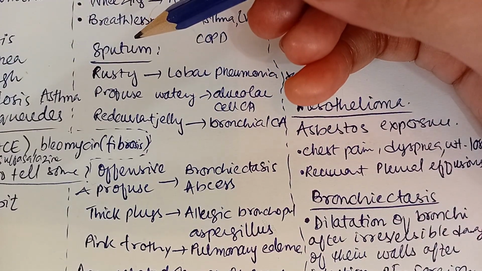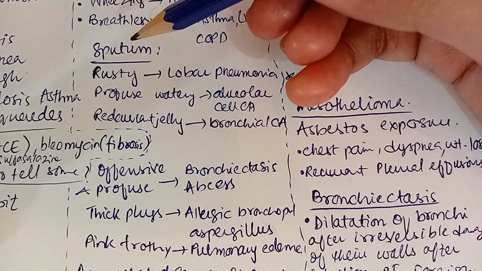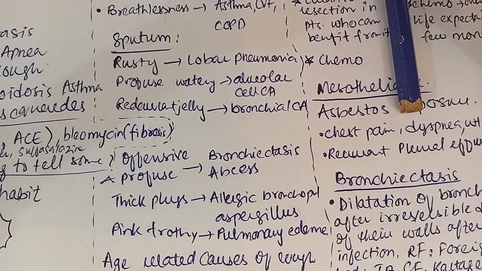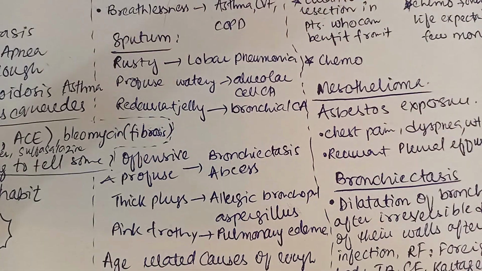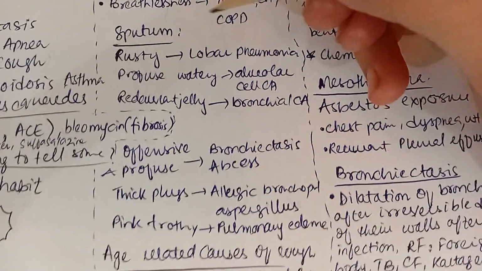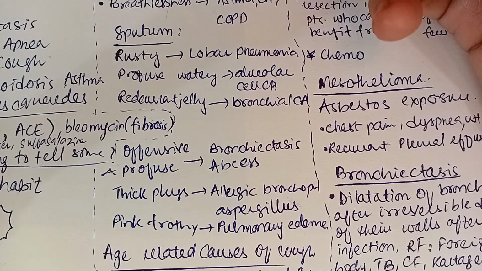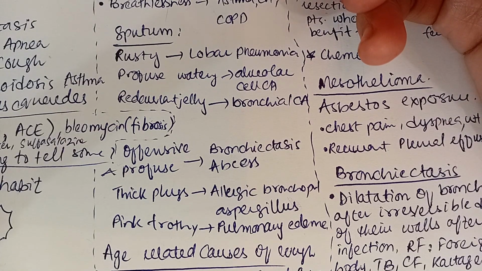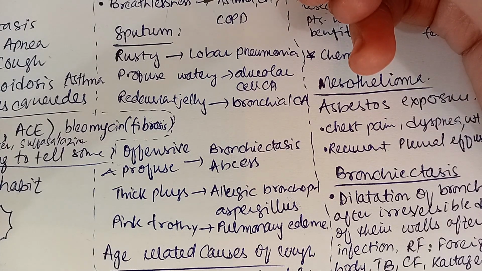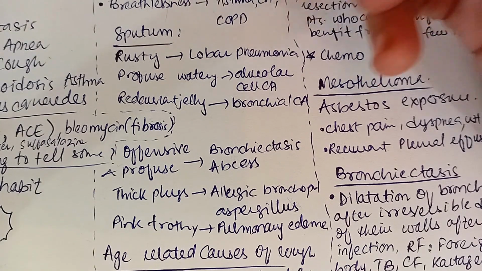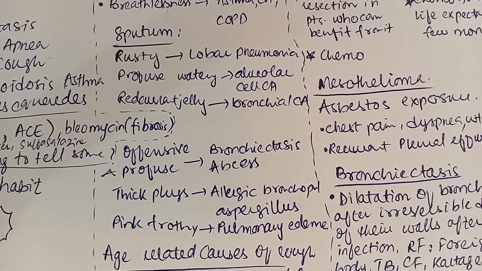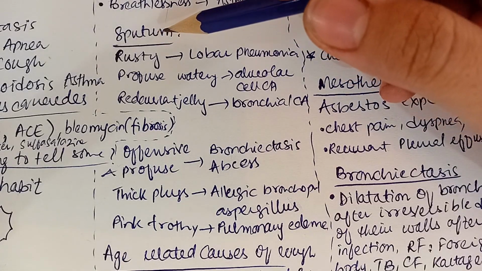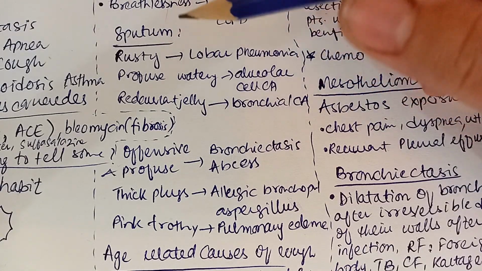Productive cough is the one which has sputum in it, and there can be many causes of productive cough: pneumonia, infectious diseases, pulmonary abscess, and TB. And there are certain characters of sputum which aid in our diagnosis.